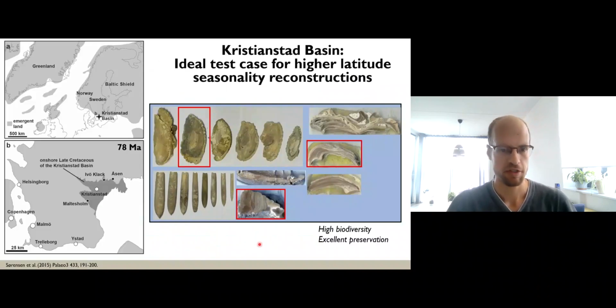So to apply this method, our first study was on this very nice site from the Kristianstad Basin in southern Sweden. This is a late Cretaceous site that's 78 million years old, and it contains very excellently preserved bivalve shells because this Baltic Shield here in Scandinavia has not been subject to a lot of tectonics since this time. So these shells have not been buried much, and they're very well preserved, which is very important for clumped isotope measurements because it's very sensitive to diagenesis. We tried our method on several different specimens, oysters, but also Rudists, which is the most northerly occurrence of Rudist bivalve shells that we know from the Cretaceous, so that's very interesting as well.